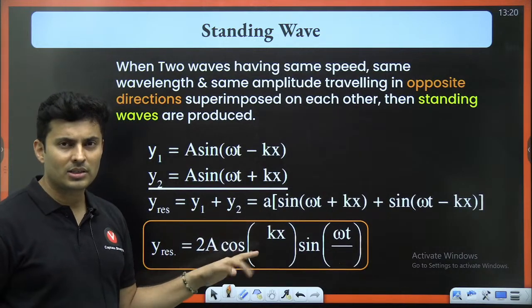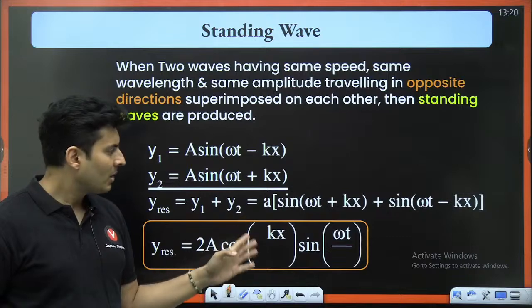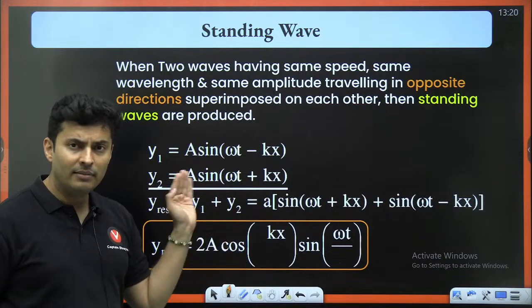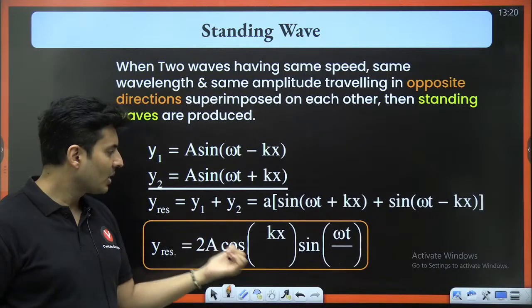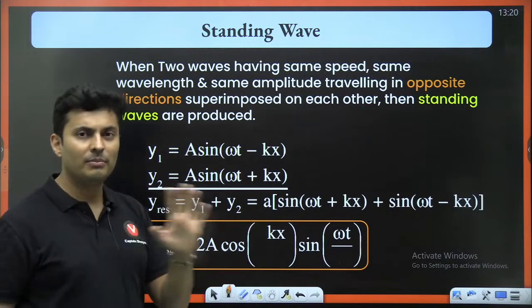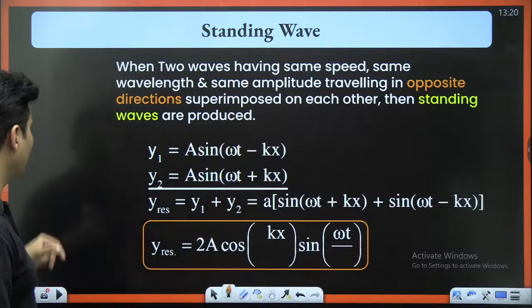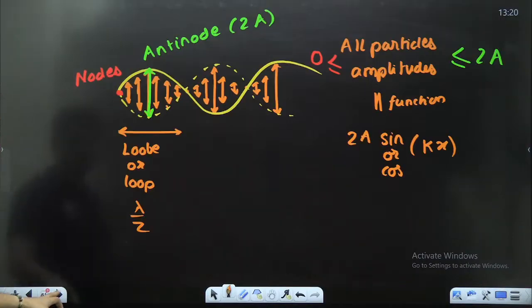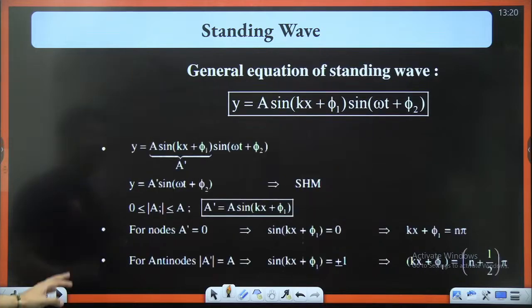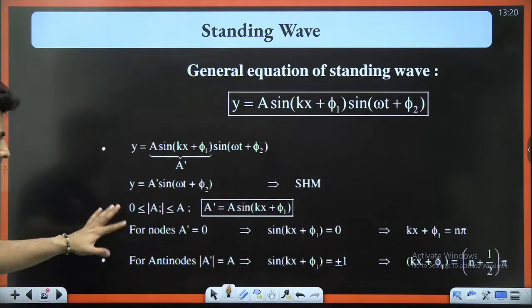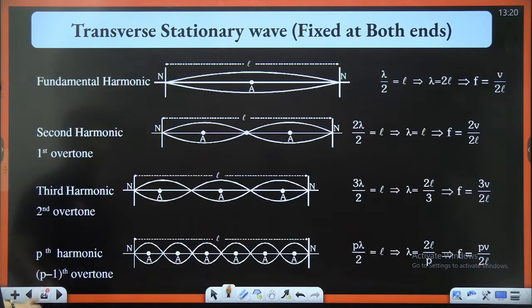Sine, cos, cos, sine, whatever. Right? In a traveling wave, it was kx plus minus omega t, or omega t plus minus kx. So here you have a product. That is the major difference in a standing or stationary wave equation, right? All these things I have put over here, right? These are all the same.